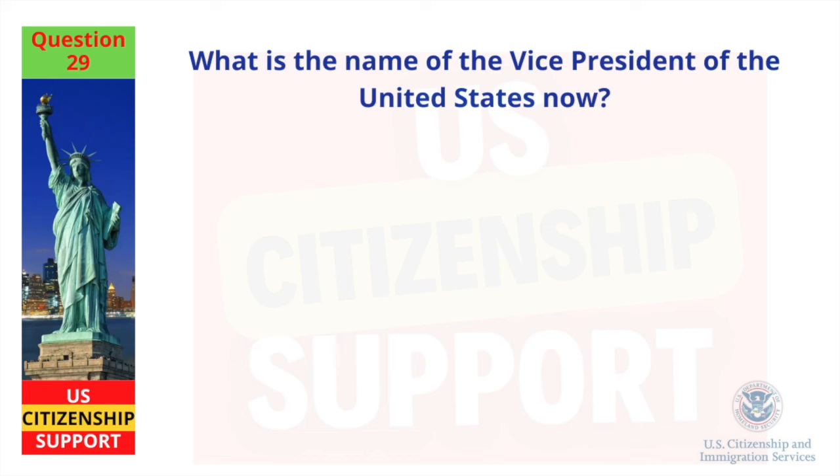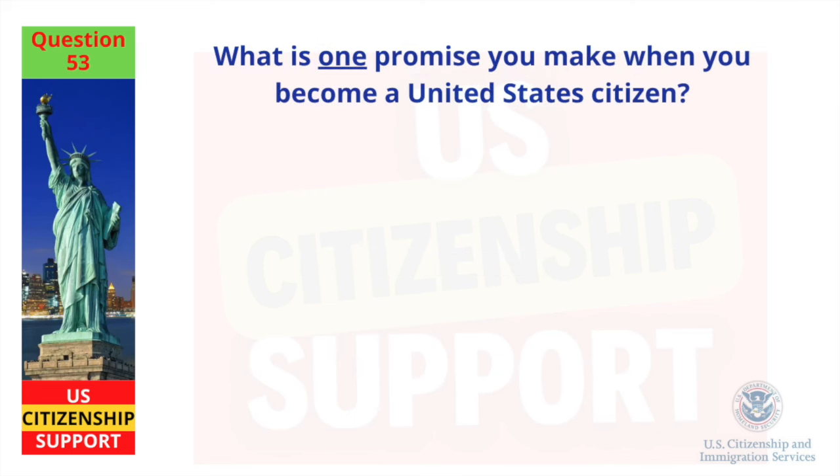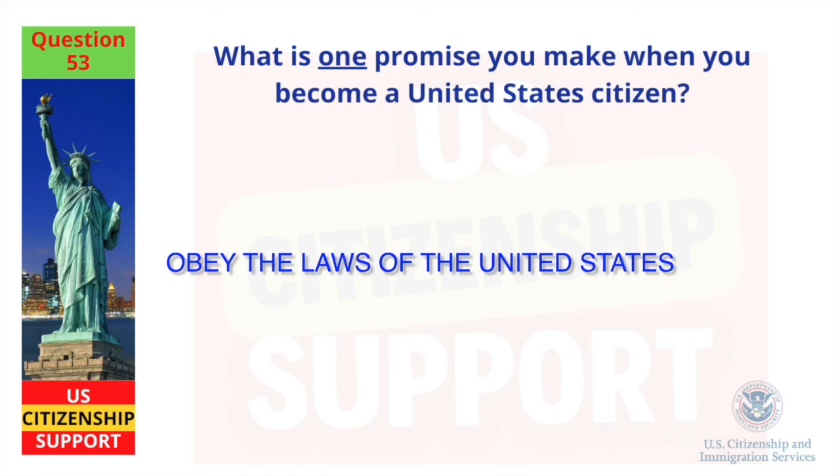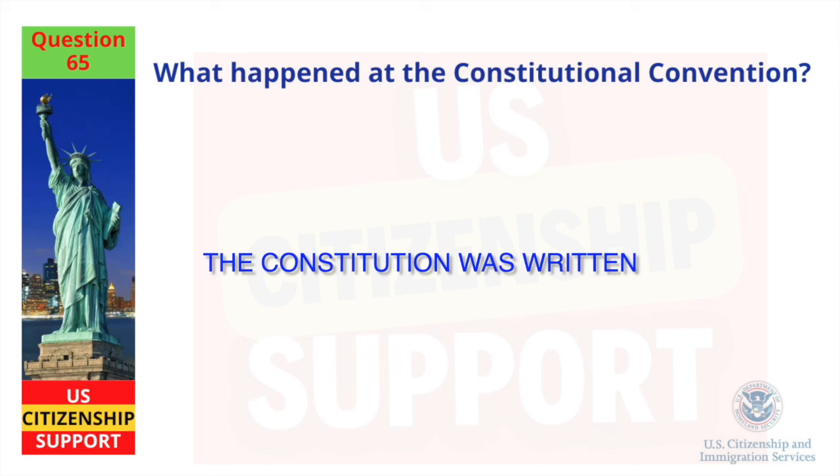What is the name of the Vice President of the United States now? Kamala Harris. What was one important thing that Abraham Lincoln did? Freed the slaves. What is one promise you make when you become a United States citizen? Obey the laws of the United States. What happened at the Constitutional Convention? The Constitution was written.